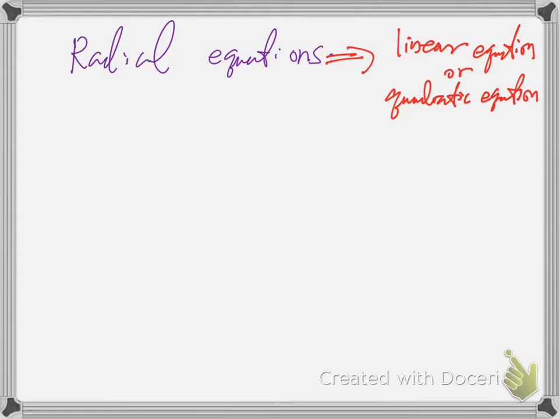Okay, let's write down the first example. Let's solve square root of x plus 5 is 3. There is a square root in the equation, so that's why it's called a radical equation. Now the first idea is you want to cancel this radical sign.